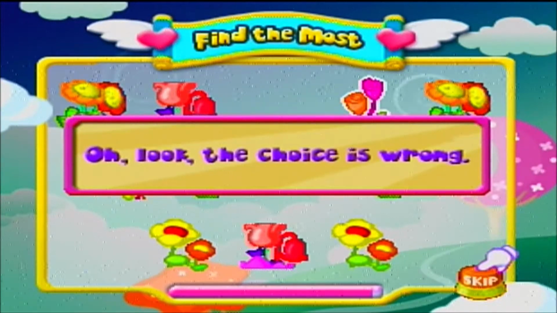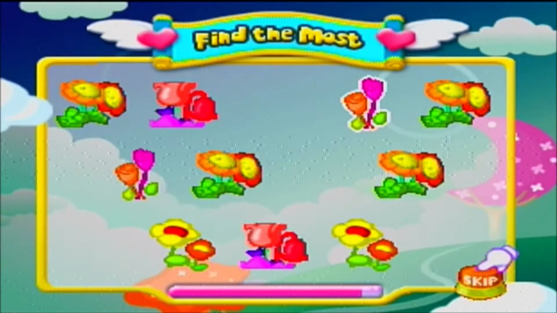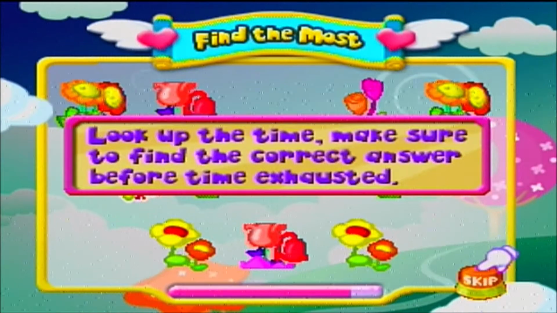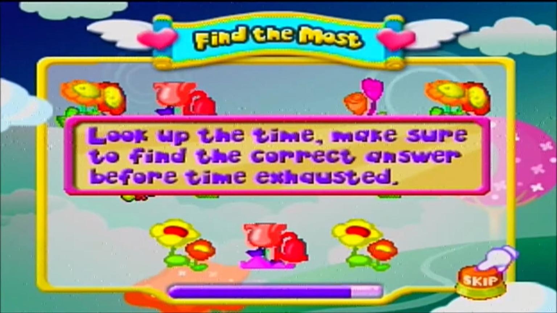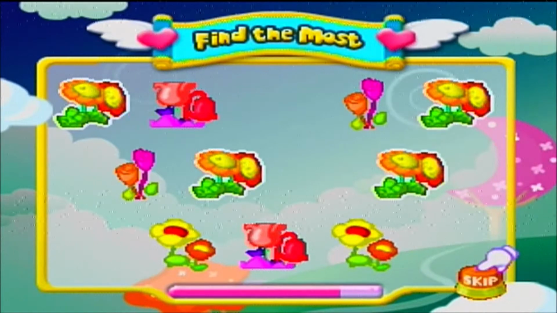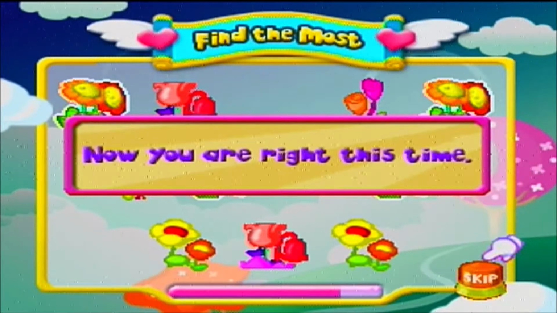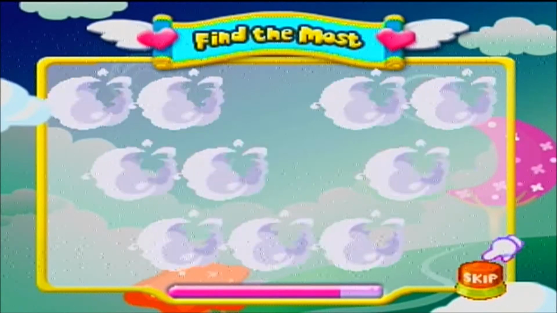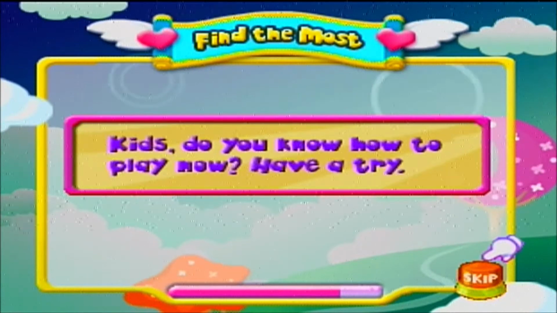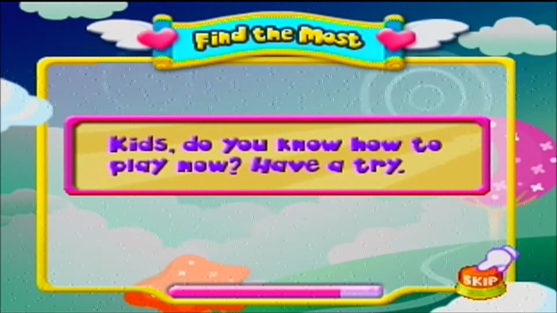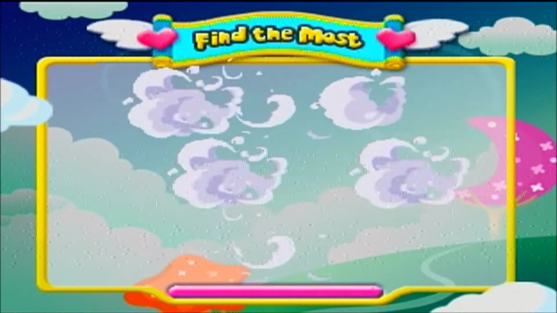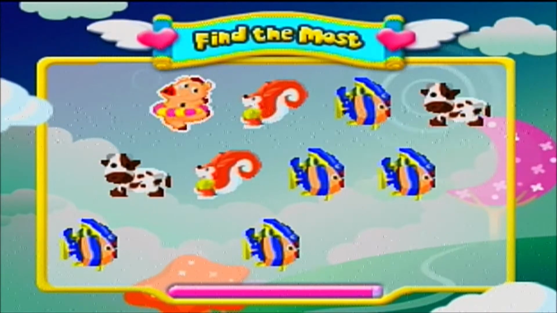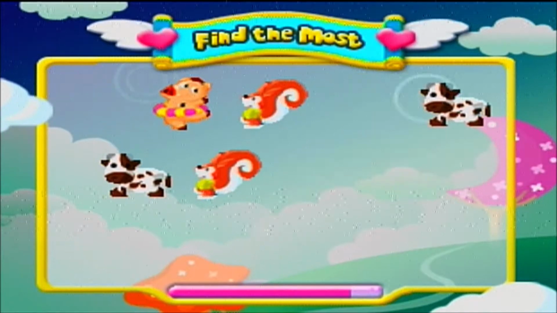Oh, look, the choice is wrong. Look up the time, make sure to find the correct answer before time is exhausted. Now, you are right this time. Kids, do you know how to play now? Have a try. That's great!